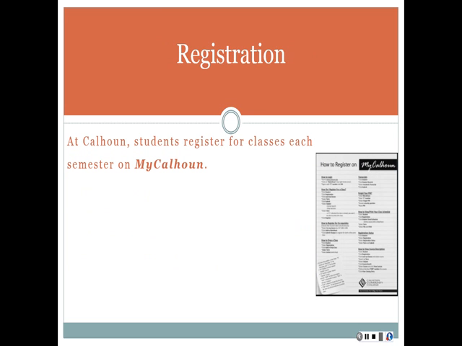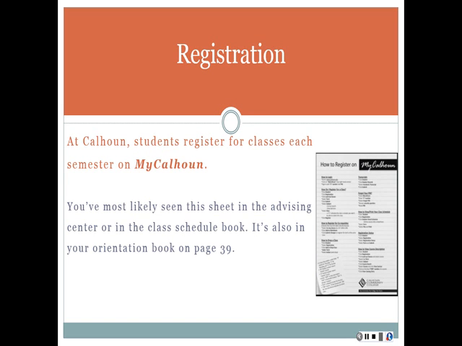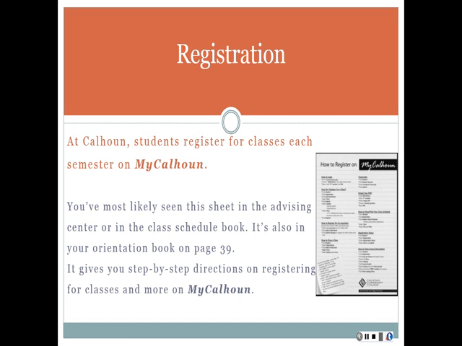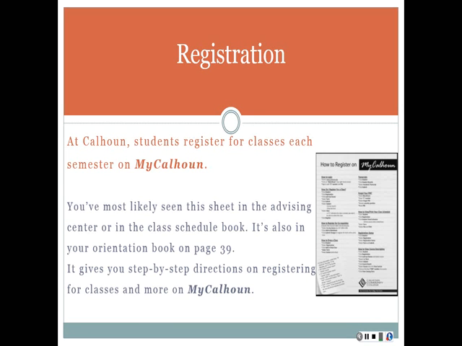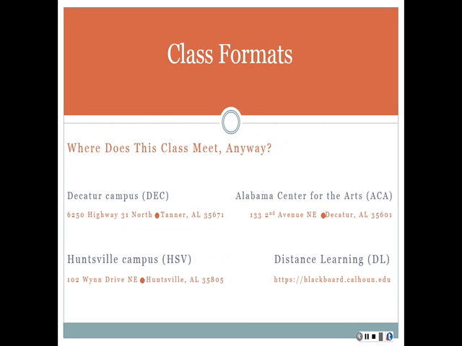Registration. What do we need to know about registration? Of course, you register at MyCalhoun. Since you guys are taking an online class, hopefully you've also registered online. And over here on the side of the screen, you see how to register on MyCalhoun. Most likely you've seen this at the Advising Center in your schedule book, and it's also on page 39 of your orientation book. Important information there. It gives you step-by-step instructions on how to register.